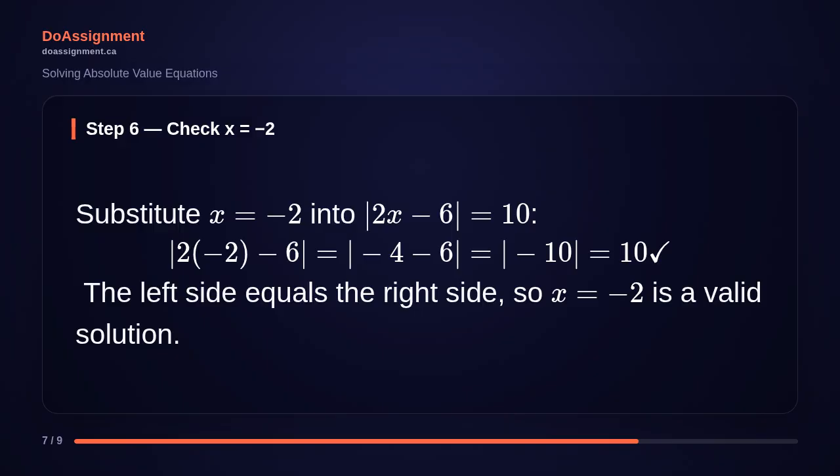To check x equals negative 2, substitute it in. 2 times negative 2 is negative 4, minus 6 is negative 10, and the absolute value of negative 10 is 10. That matches the right side, so x equals negative 2 also checks out.